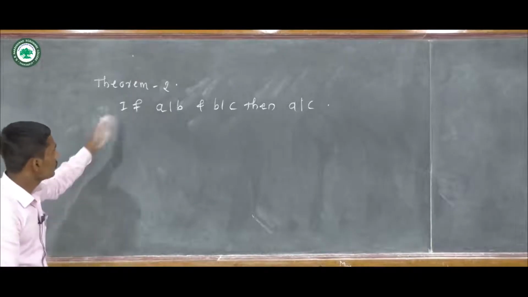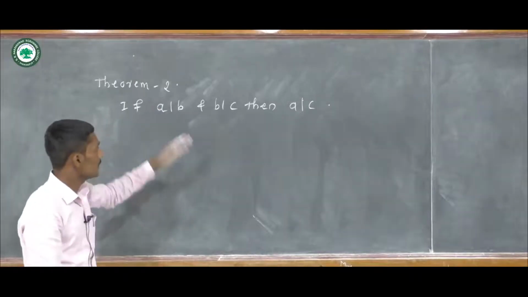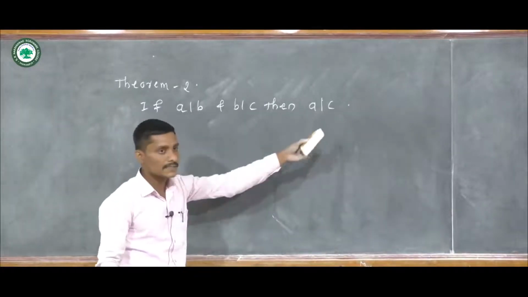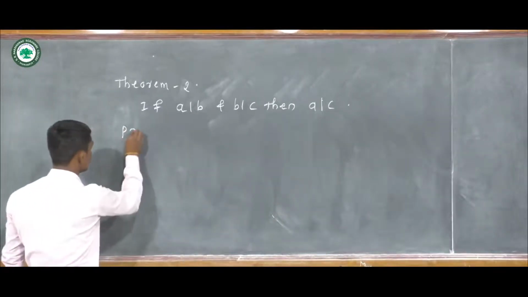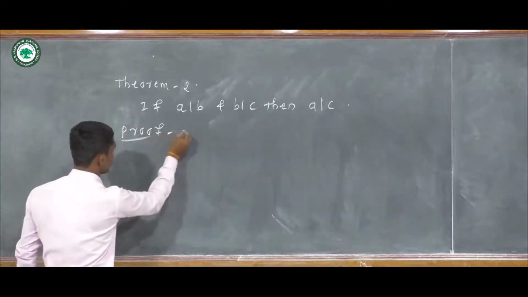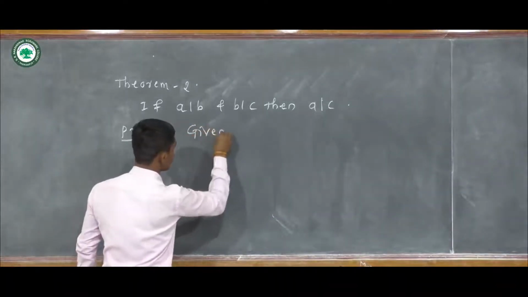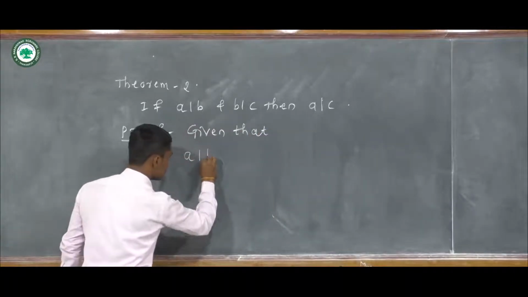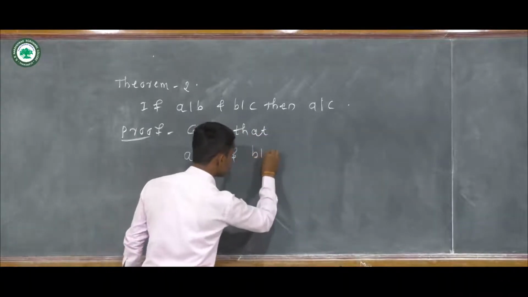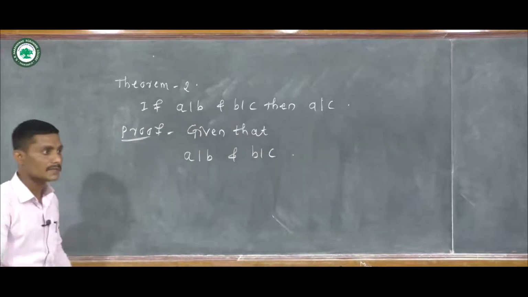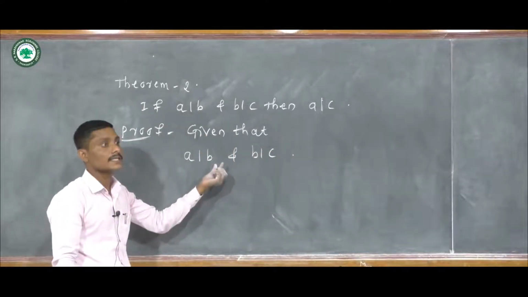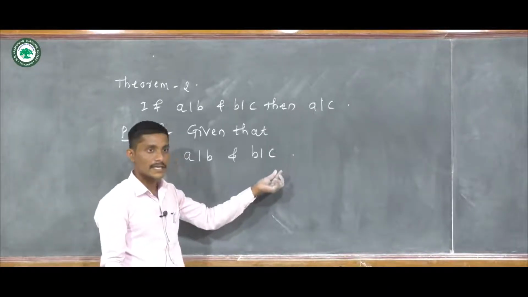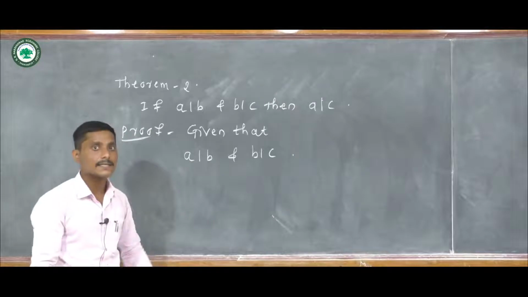Theorem second: if a divides b and b divides c, then a divides c. Now proof of this theorem. Given that a divides b and b divides c. By definition of divisibility, if a divides b, then there is an integer, say q1, and b divides c, then by using the definition of divisibility again, there is an integer, say q2.